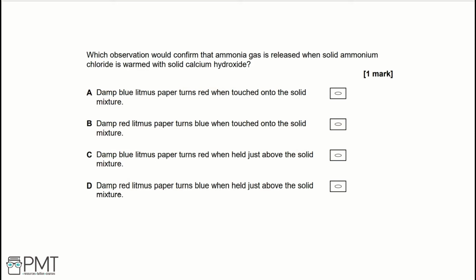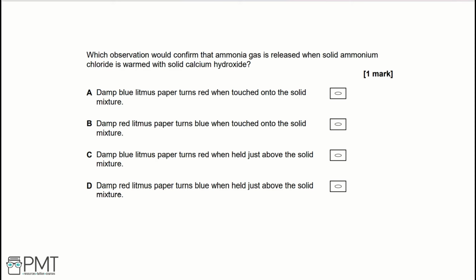And to get the mark for this question, you need to circle the box that relates to C. Which observation would confirm that ammonia gas is released when solid ammonium chloride is warmed with solid calcium hydroxide? A. Damp blue litmus paper turns red when touched into the solid mixture. B. Damp red litmus paper turns blue when touched into the solid mixture. C. Damp blue litmus paper turns red when held just above the solid mixture. Or D. Damp red litmus paper turns blue when held just above the solid mixture.